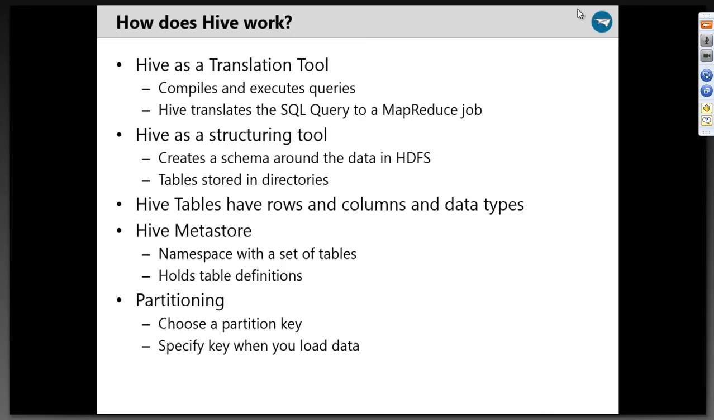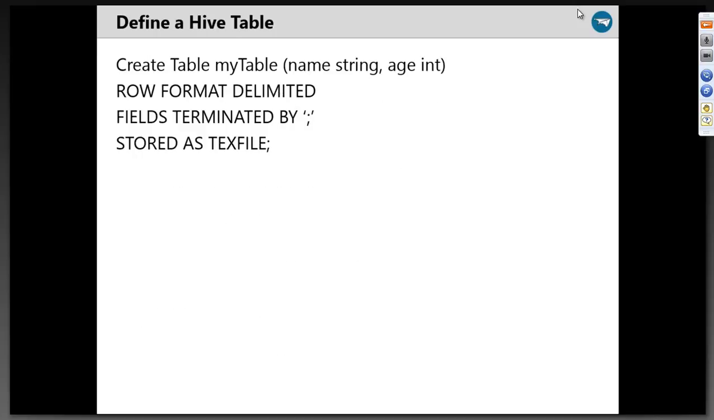And then Hive is a translation tool. I'm kind of going fast because I realize I'm running out of time. So Hive is a translation tool. It takes that SQL query and translates it over to a MapReduce job. It's a structuring tool because it allows us to place a schema over top of HDFS or HBase. Hive tables have rows and columns. There's a metastore, and it works with a different metastore, which I'm trying to show you in just a second.